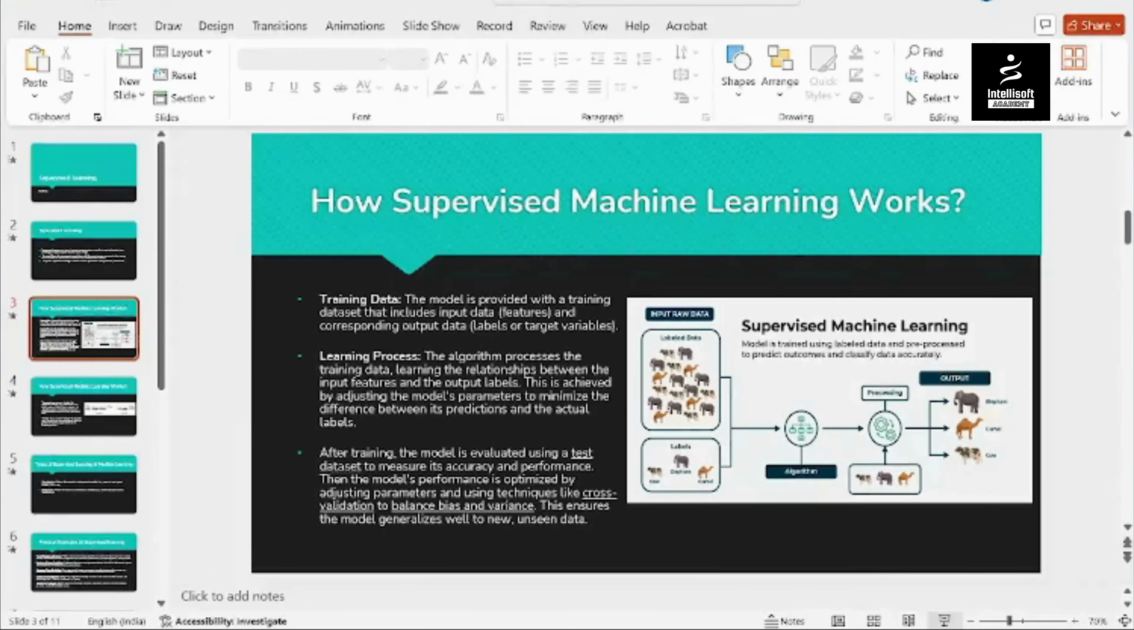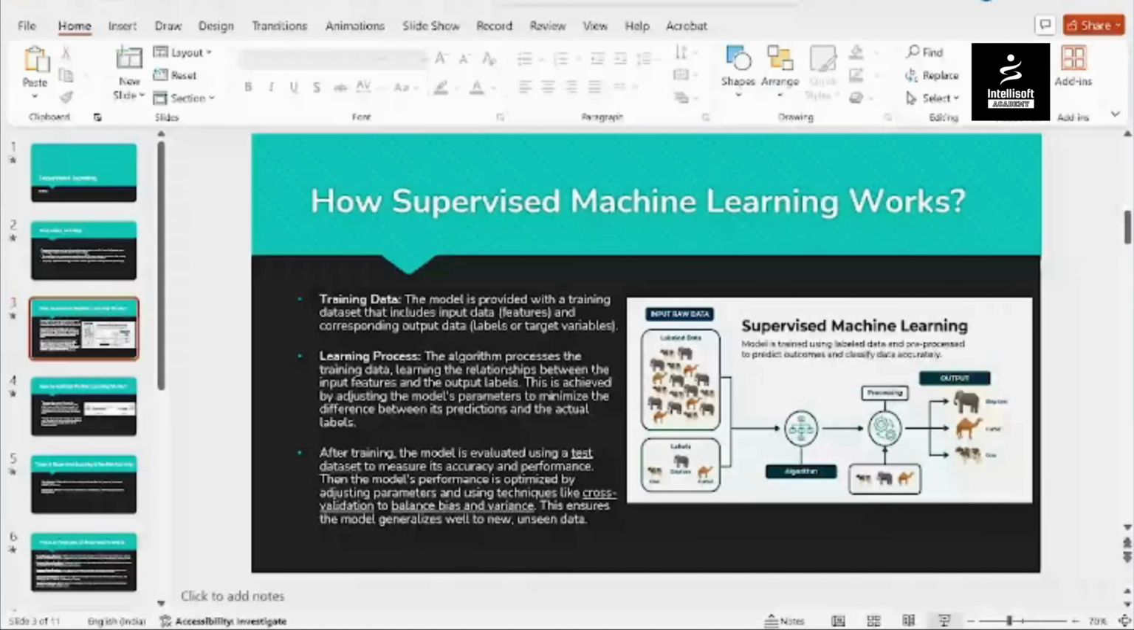So it's said that after training, the model is evaluated using a test data set to measure its accuracy and performance. Then the model's performance is optimized by adjusting parameters and using techniques like cross validation to balance bias and variance. This ensures the model generalizes well to new and unseen data.